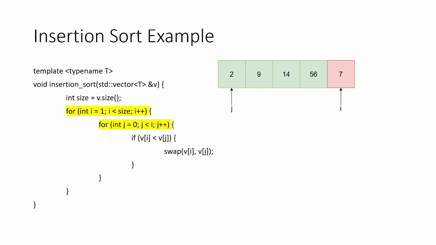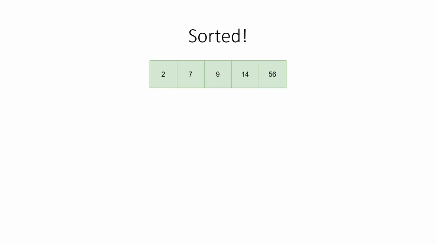So we check if 7 is less than 2, which is not the case, and then we keep checking. Is 7 less than 9? Yes, this is true. So we're going to swap, and then we're going to keep checking. Is 9 less than 14? Yes. So we swap it. Is 14 less than 56? Yes, and we swap it.